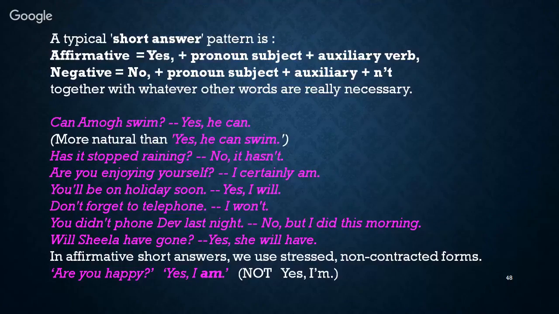A typical short answer pattern is affirmative: yes, plus pronoun subject, plus auxiliary verb. Negative: no, plus pronoun subject, plus auxiliary, plus n apostrophe t, together with whatever other words are really necessary. Can Amog swim? Yes, he can. This is more natural than, yes, he can swim. Has it stopped raining? No, it hasn't.